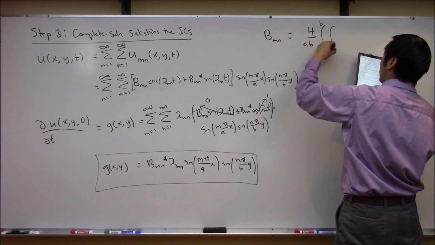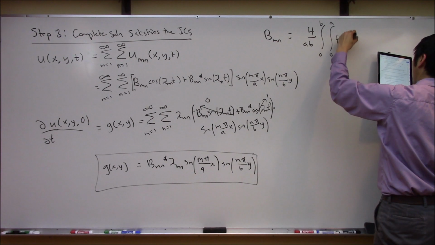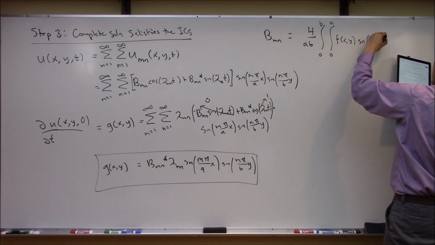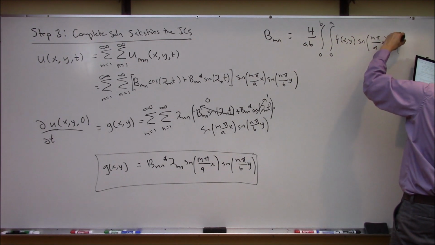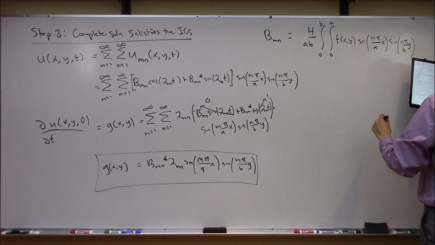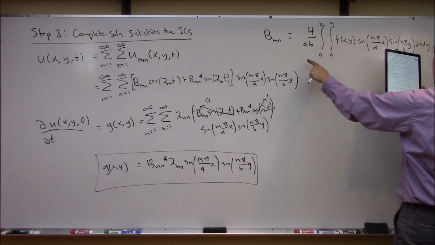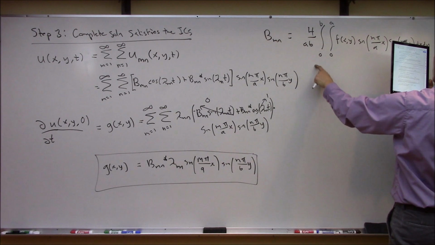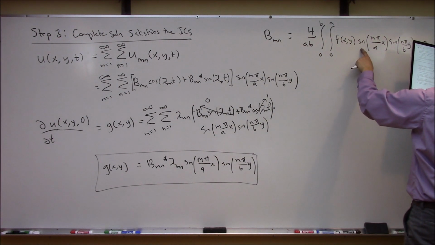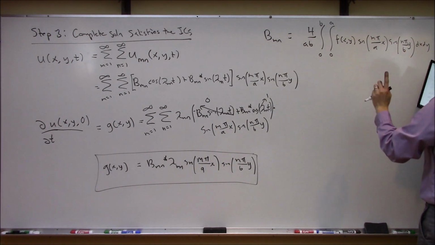0 to B, 0 to A of f of x, y, sine of m pi over a x, sine of n pi over b y, dx dy. Let me just make sure I got that right. 4 over ab, 0 to a, sine m pi over a x. Yeah, okay, right? This is what we got earlier.